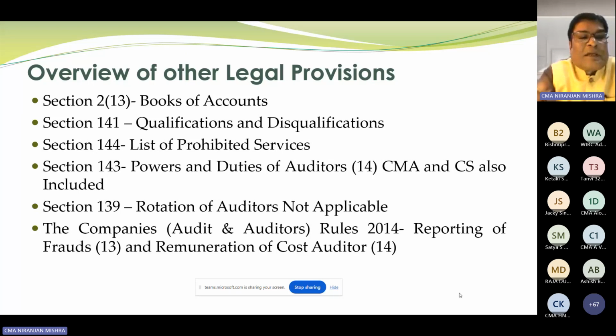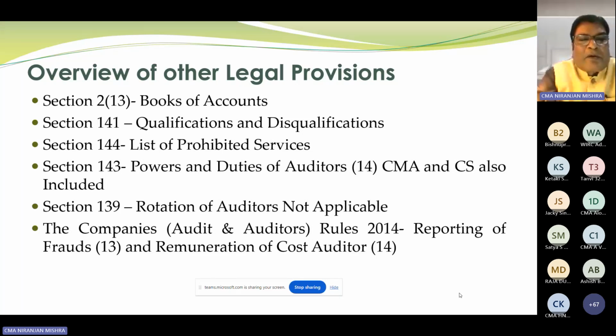Another interesting point, section 139, rotation of auditors, is not applicable. You see, in case of financial audit, the auditors are appointed for 5 years. But here rotation is not applicable, because the auditor is appointed every year. Though some companies are appointing the auditors for 3 years, they have to file the CRA-2 every year. So I feel that's why rotation is not applicable.